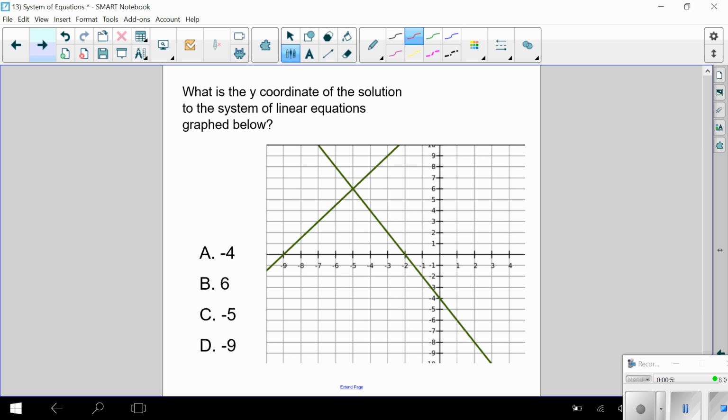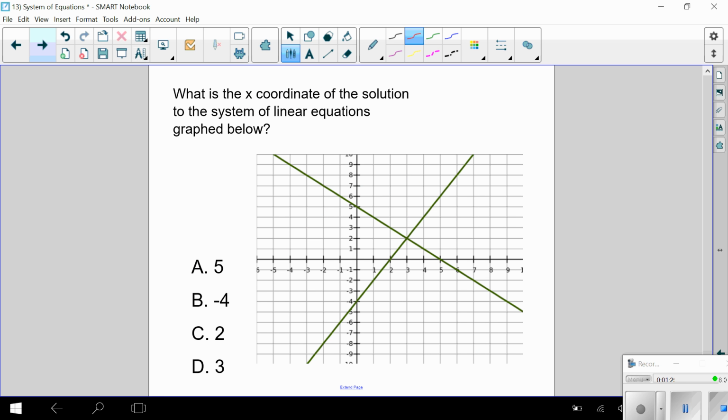We need to read the problems carefully when we're looking at systems of equations because sometimes they want the ordered pair, but sometimes they just want one coordinate. In this problem, they're only looking for the y coordinate of the solution. So if we looked at the solution, which is -5, 6, which one is my y coordinate? 6. So my answer would be B.